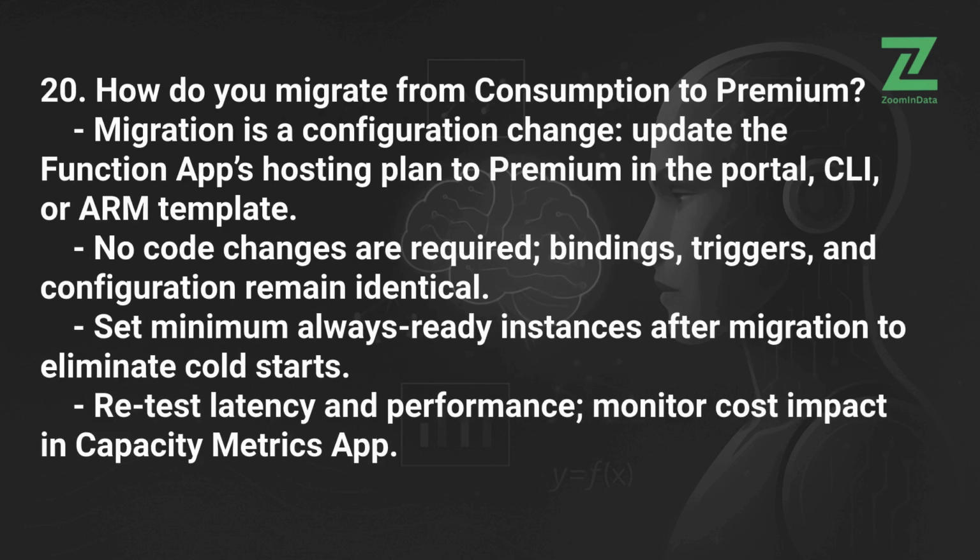20. How do you migrate from Consumption to Premium? Migration is a configuration change. Update the function app's hosting plan to Premium in the portal, CLI, or ARM template. No code changes are required. Bindings, triggers, and configuration remain identical. Set minimum always-ready instances after migration to eliminate cold starts. Retest latency and performance. Monitor cost impact in Capacity Metrics app.